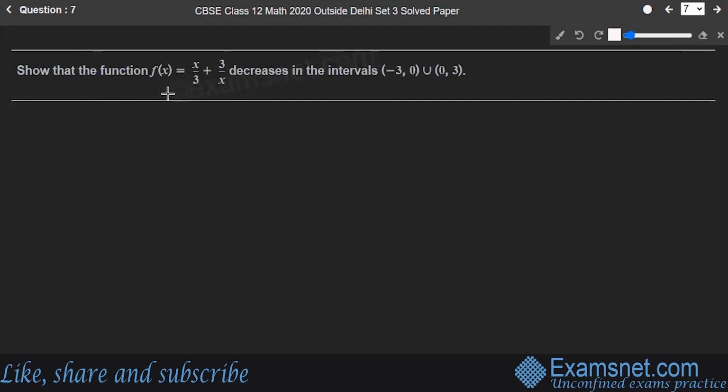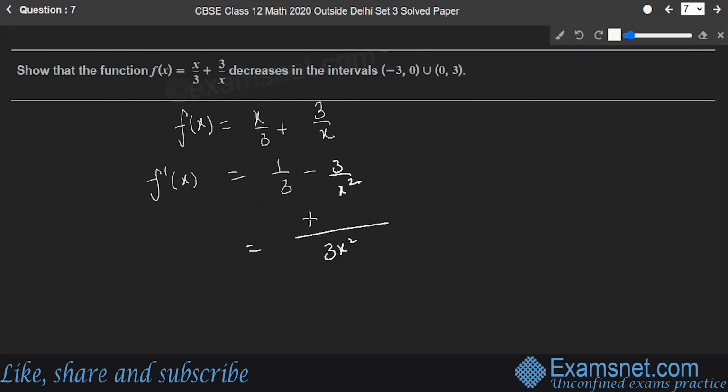You have to show that the function f(x) is equal to x upon 3 plus 3 upon x decreases in this particular interval. Since we are talking about the increasing or decreasing of the function, I have to go with the derivative of the function. This is equal to 1 by 3 minus 3 upon x squared. So this can be written as, I'll take the LCM, (x squared minus 9) upon 3x squared.